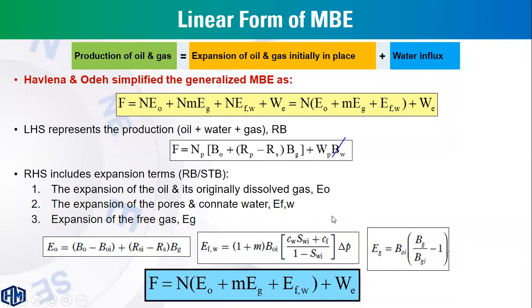This is the expansion of oil and the dissolved gas, which is Eo, Efw, which is expansion of water and pore spaces, and Eg is the expansion of the free gas in the system, defined by these three equations. So the generalized equation, as you can see, is defined by this form. So you can set this form as a straight line equation based on the reservoir driving mechanism and reservoir energy.